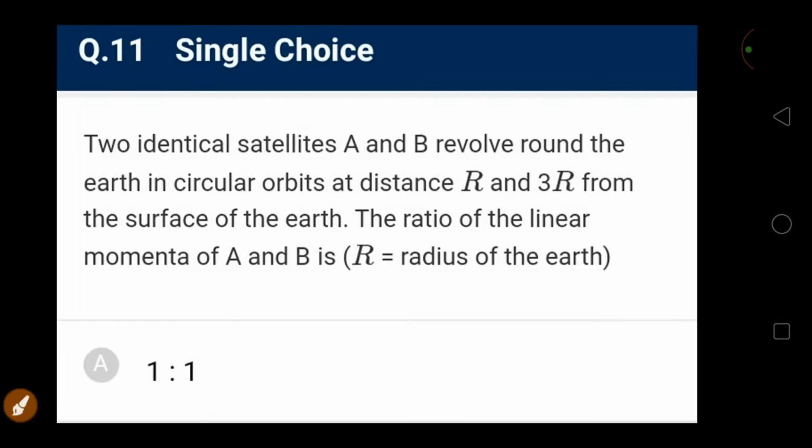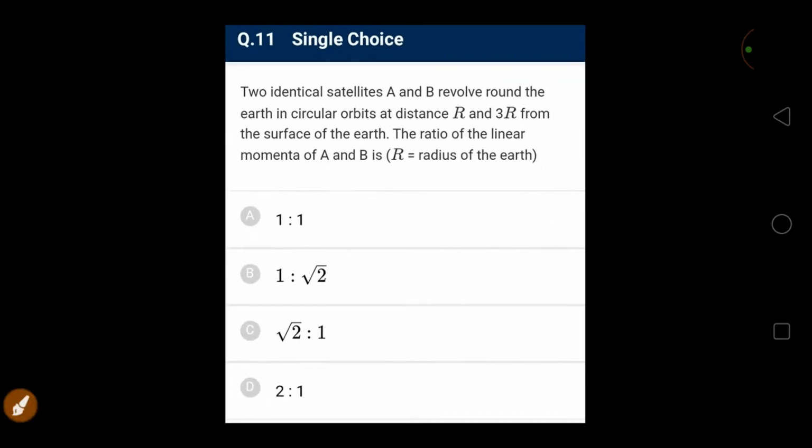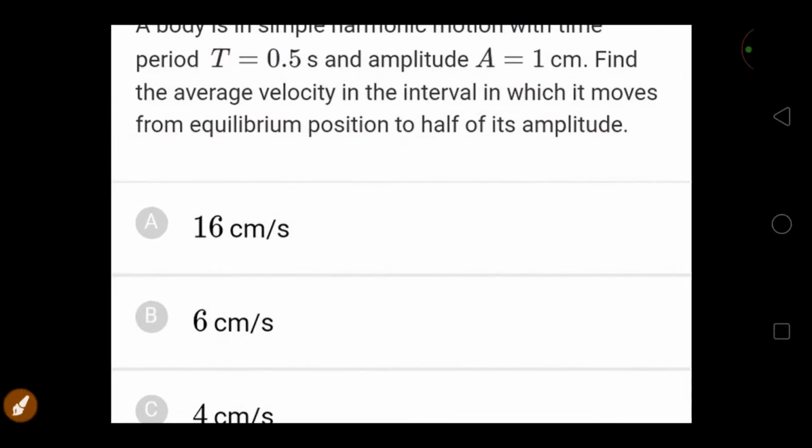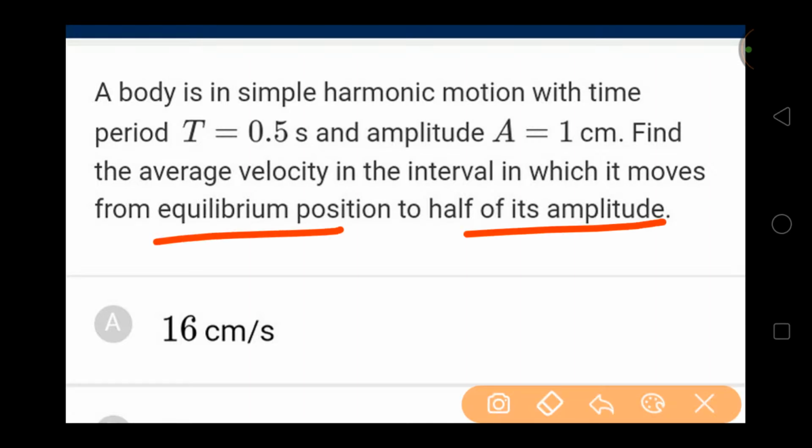So 11, C. So a body is in a simple harmonic motion with time t and amplitude a. Find the average velocity from equilibrium position to half of the amplitude.